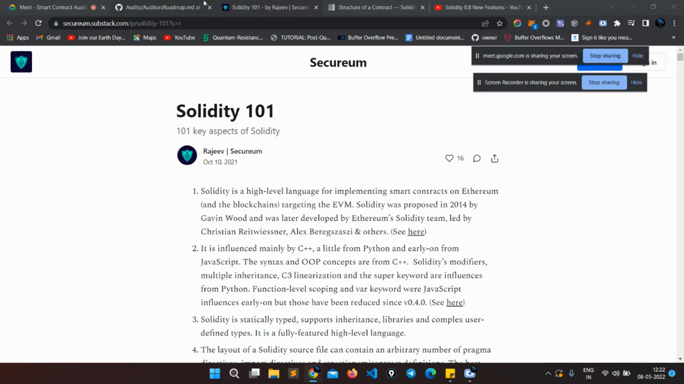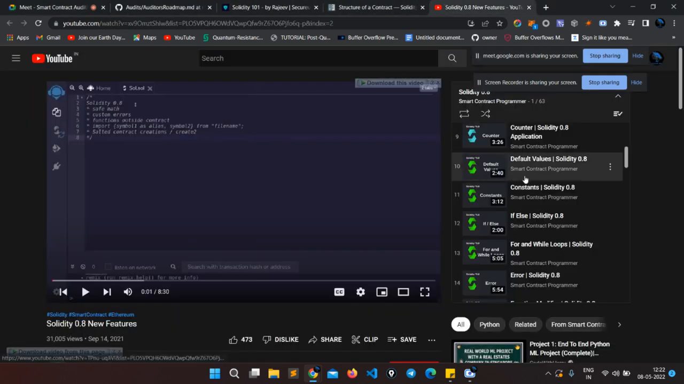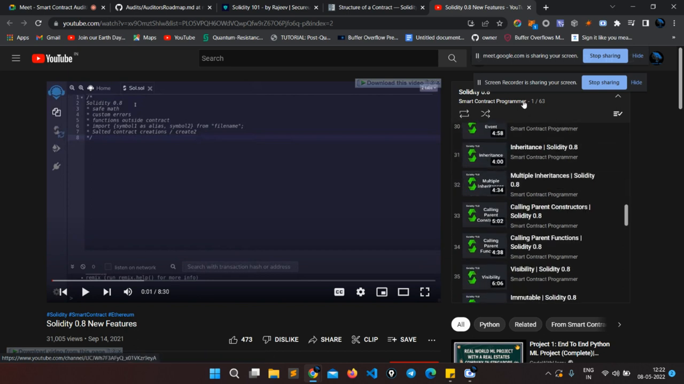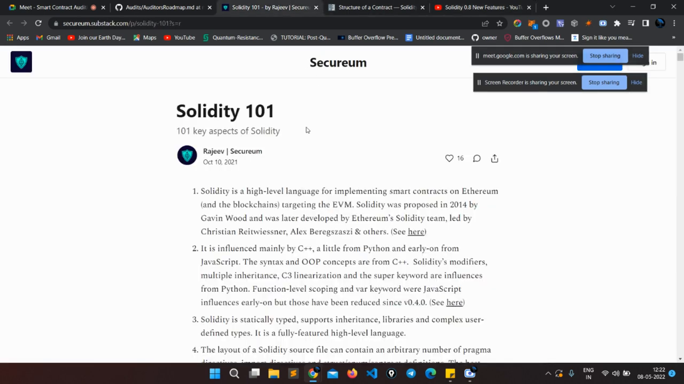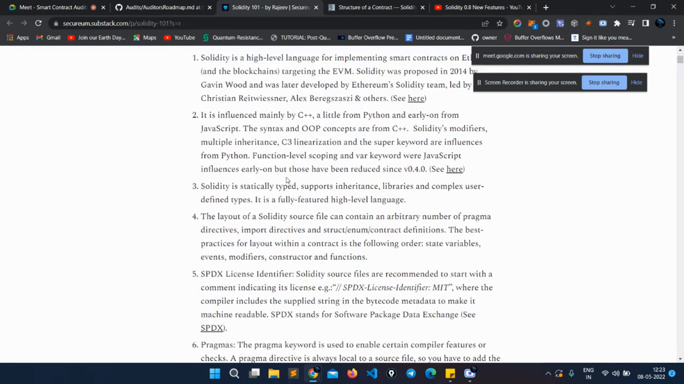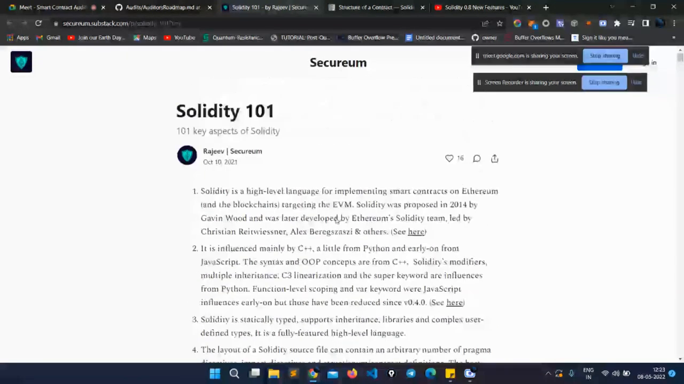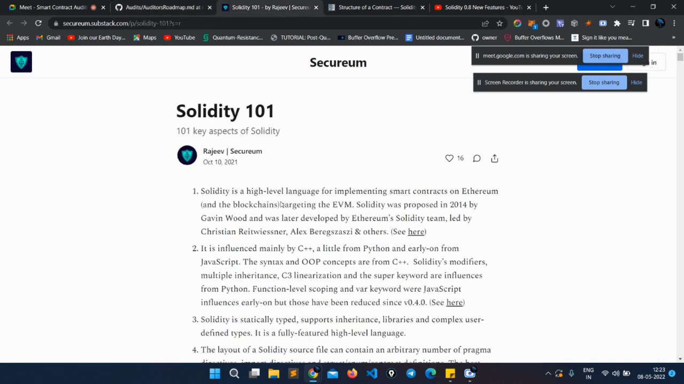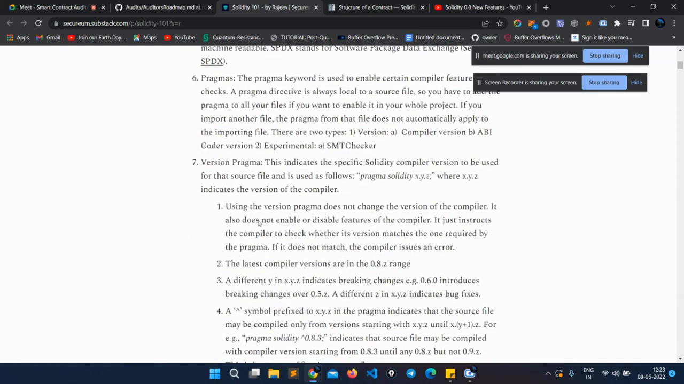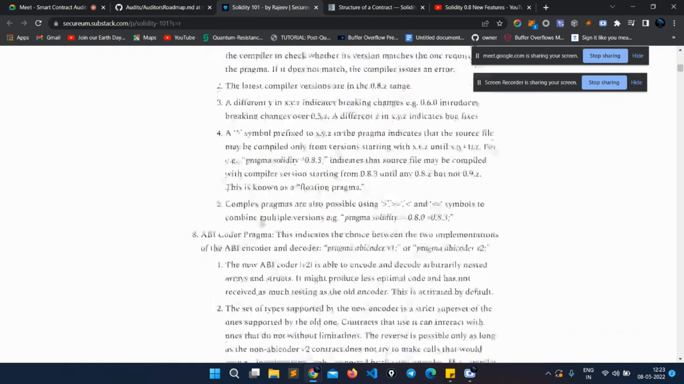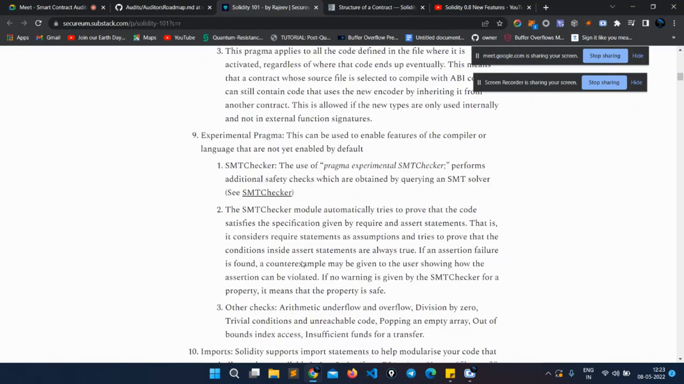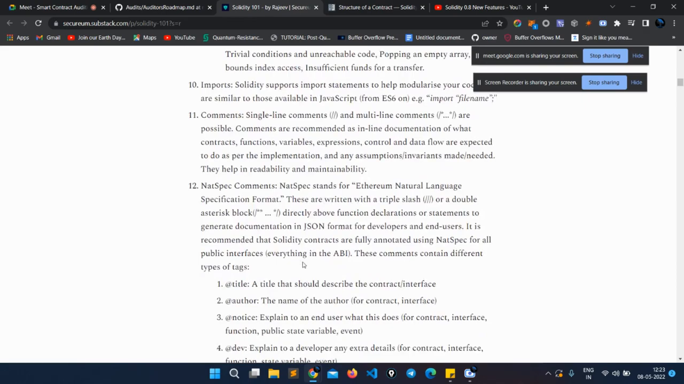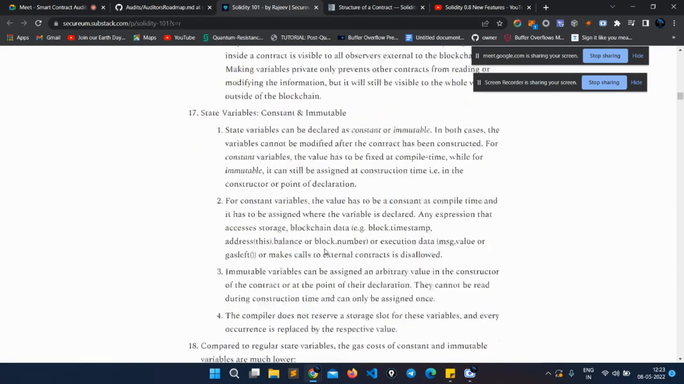Once you understand what Solidity is, and you are done with this playlist, you know different components of Solidity, you can come up here and start reading Solidity 101 and Solidity 201, right? And connect your missing dots, and connect your missing doubts. Anything that you missed from this playlist or from whatever you have learned up till now, this is the moment where you can actually connect everything up. Anything that you are missing or have not yet learned, you can go ahead and learn all the stuff, right?